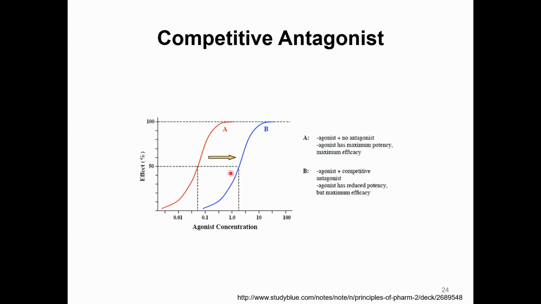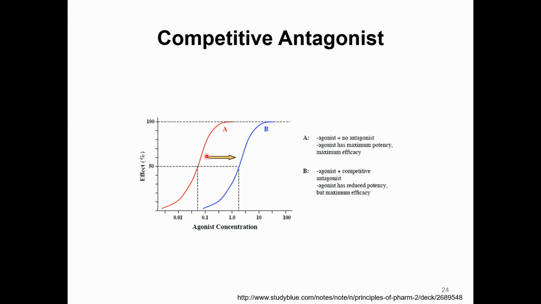But the blue curve is the same system. You still have that same agonist as an A, but now you've started to add in increasing concentrations of a competitive antagonist. And you'll see that the whole thing is shifted to the right. You can still reach the same Emax, but it takes a lot more of A.